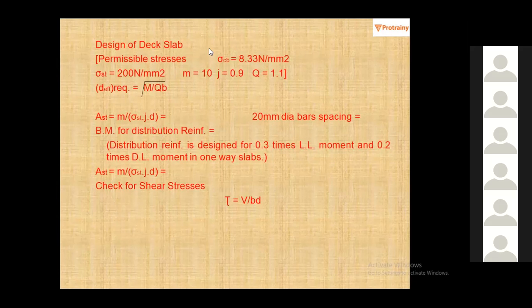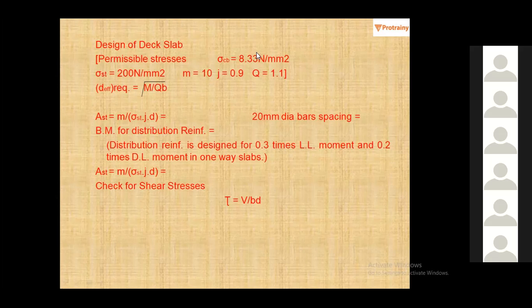Design of deck slab. We are designing this slab as per the working stress method. In the working stress method, you can find these values from IRC 21. These values are given. Permissible stress in bending is 8.33 Newton per mm square. In tension, it's going to be 200 Newton per mm square. Value for M is 10, J is 0.9 and Q is 1.1. These values are given, and I'm sure you are aware of what M is, what J is, what lever arm is, right?